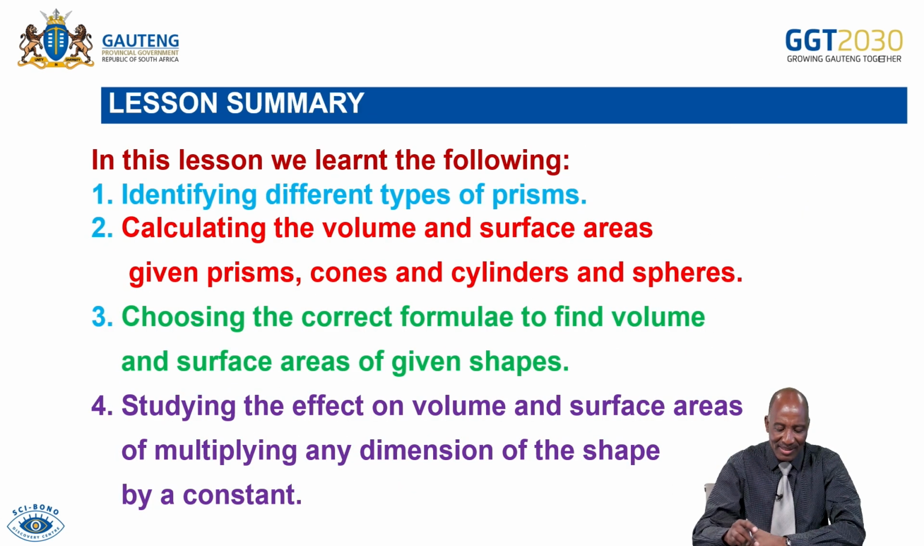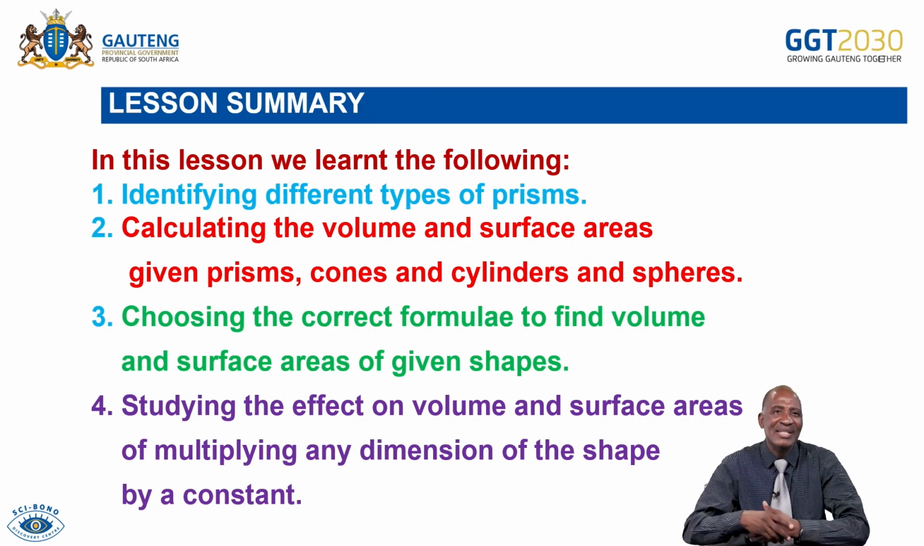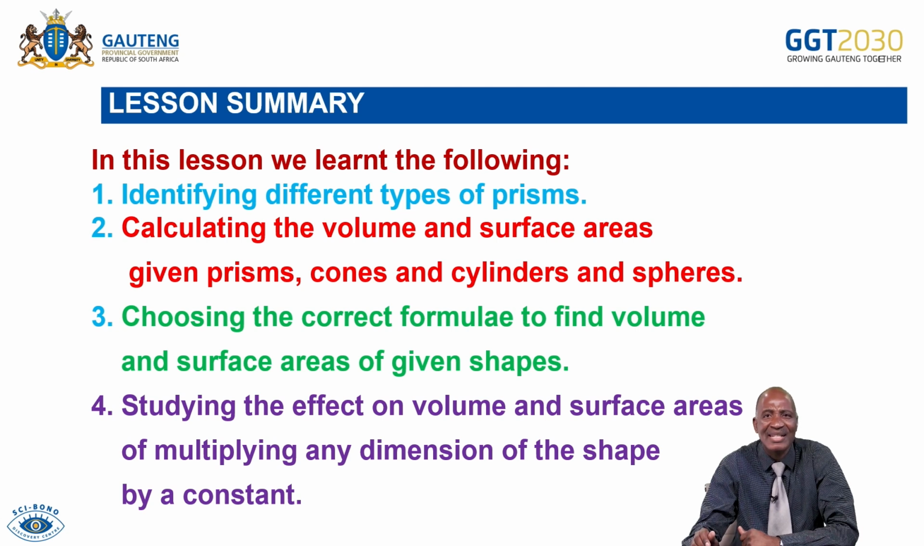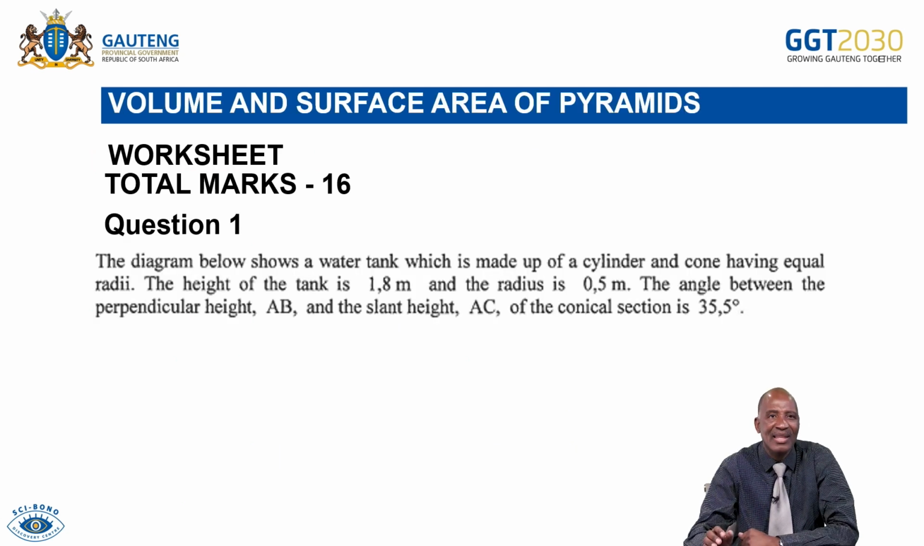All right, so this is how you could have answered those questions, boys and girls. Our lesson is going to stop here for today. And in this lesson, we learned the following: identifying different types of prisms, calculating the volume and surface areas of given prisms, cones, cylinders, and spheres. We identified how to choose the correct formula to find volume and surface areas of given shapes. We also studied the effect on volume and surface areas of multiplying any dimension by a constant.